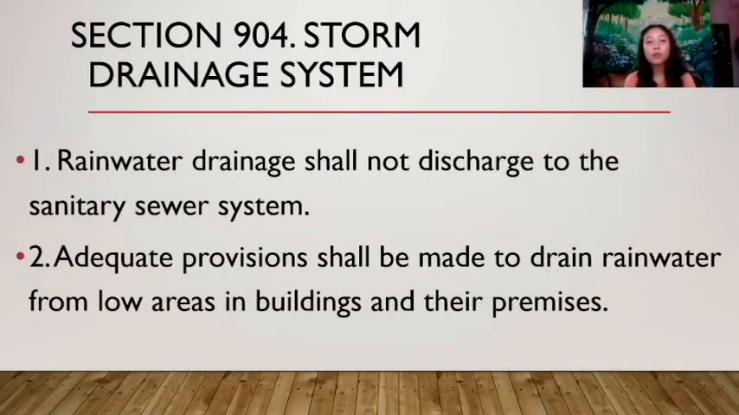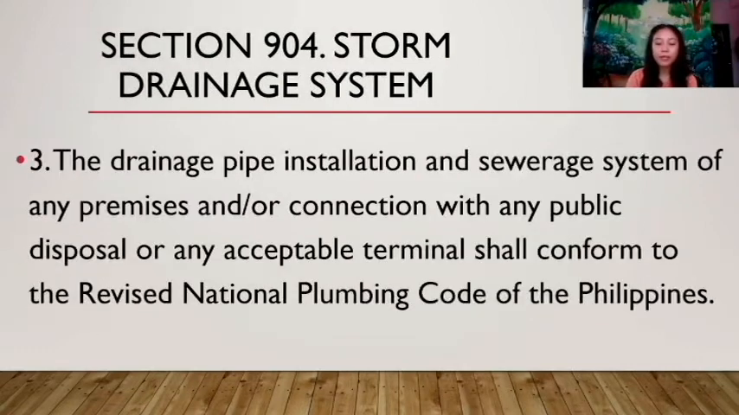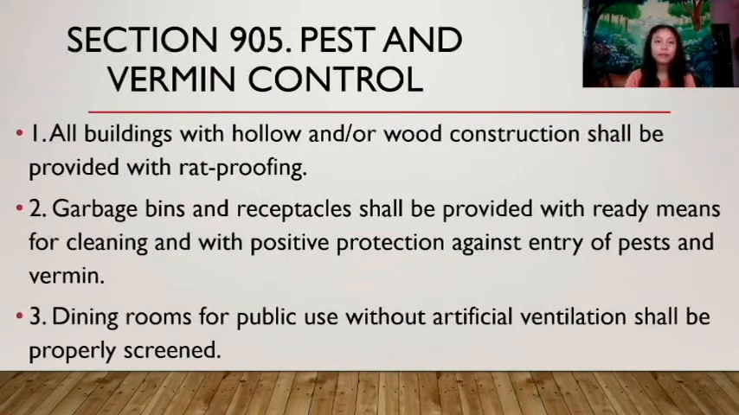Section 904, Storm Drainage System. Number one, rainwater drainage shall not discharge to the sanitary sewer system. Number two, adequate provision shall be made to drain rainwater from low areas in buildings and their premises. Number three, the drainage pipe installation and sewerage system of any premises and or connections with any public disposal or any acceptable terminal shall conform to the revised National Plumbing Code of the Philippines.